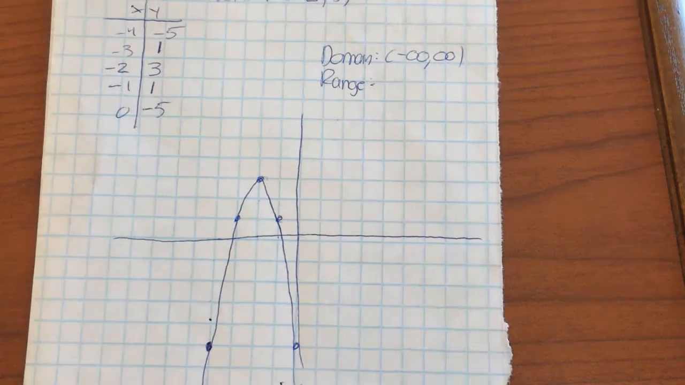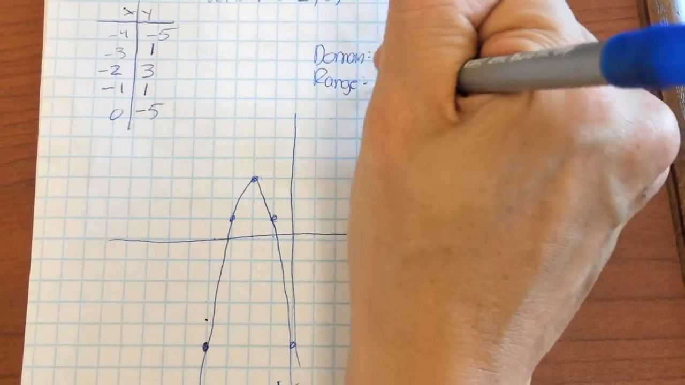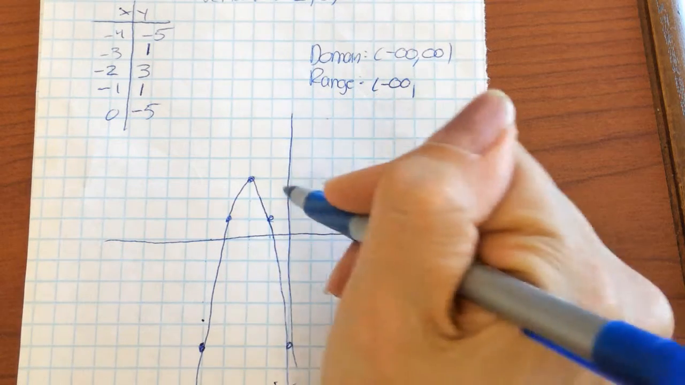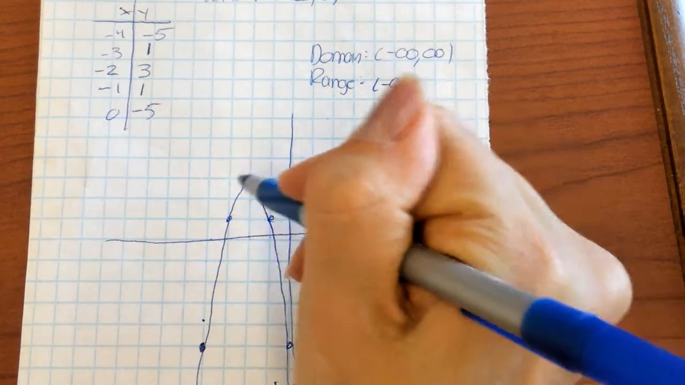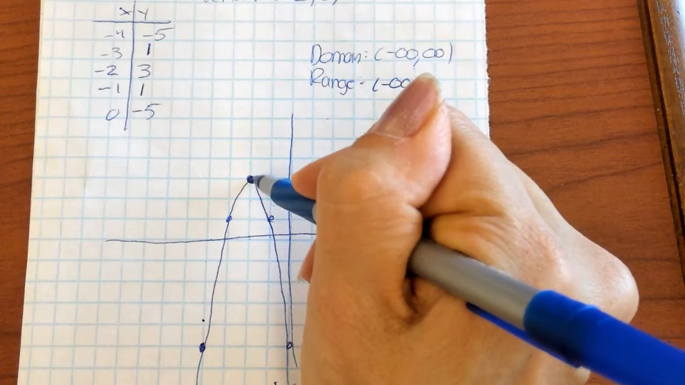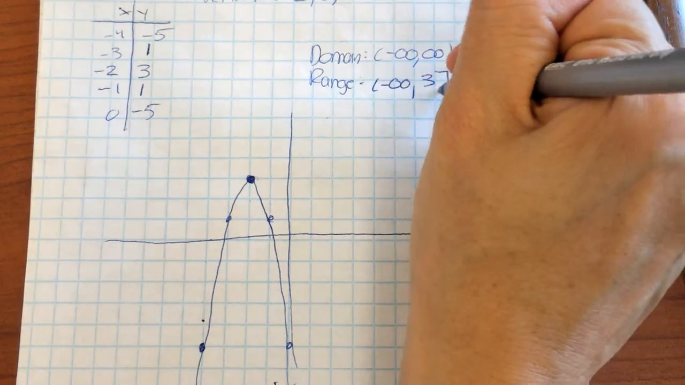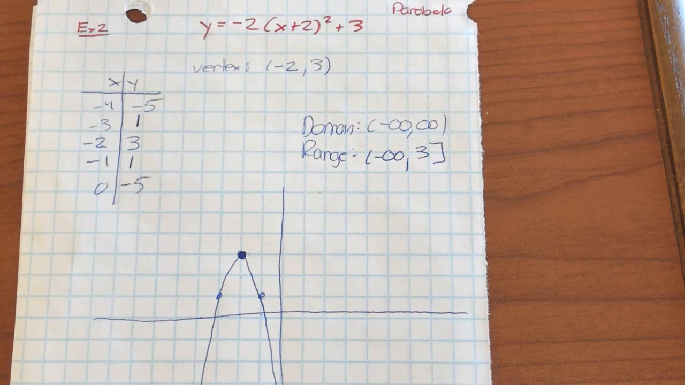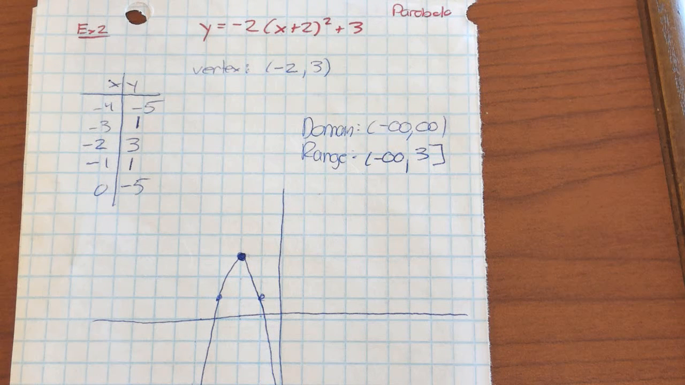But my range starts down at -infinity, because it goes forever. But then right here, it stops. It doesn't get any higher than the vertex. And the vertex is at 3, and it includes it. So that is graphing a parabola. This one, in particular, is a parabola that's been solved for y. I'm going to do another video with one solved for x.